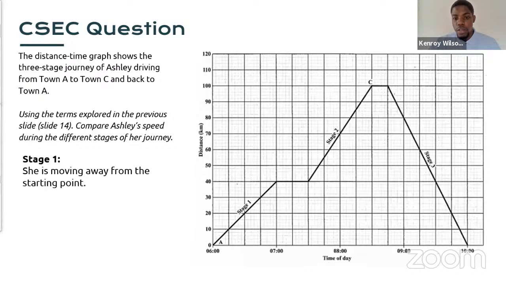and she's going somewhere. As she passes stage one, there's something that happens. But before we look at that little space right there, I want us to consider stage two. Do you think you could describe Ashley's speed during stage two? And yes, stage two is right there on that line. How is it that she is traveling during stage two?